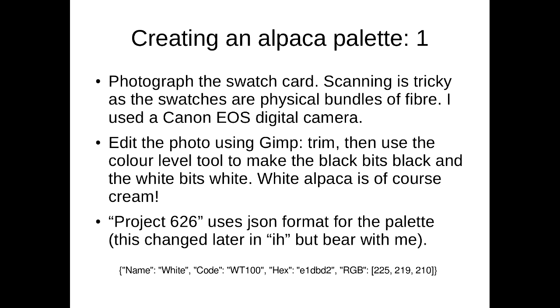I then edited the photo using the GIMP just so as to make the black bits black and the white bits white. As I mentioned, the white is really cream, the white alpaca is cream, but the card itself is white. The black lettering is black. Now, Katie's project 626 uses JSON format for the palette. I'm looking over there because for technical reasons I can't see it here. Now, this changed, but at the moment, let's just work with the JSON format shown below there.